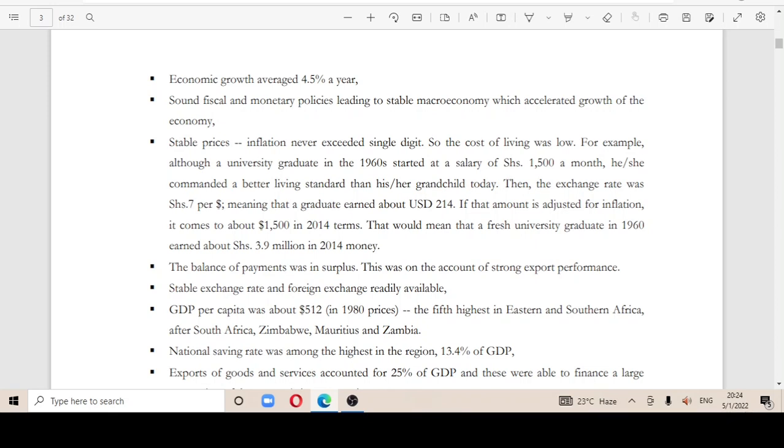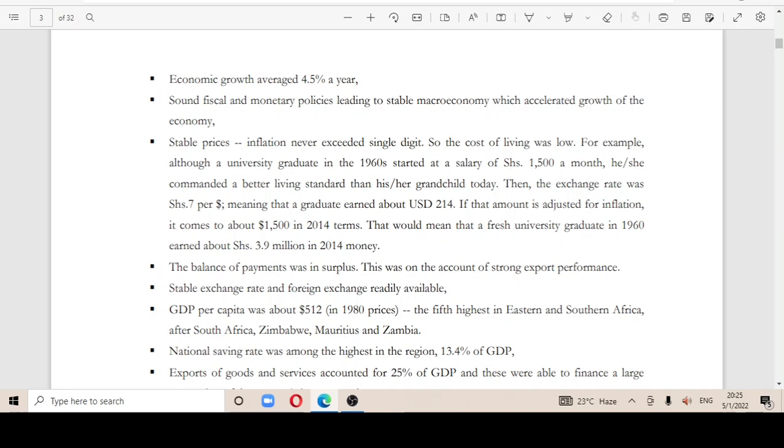Then we are having a sound fiscal and monetary policy. A sound fiscal policy deals with two aspects, that is taxes and government expenditure. For you to have a sound fiscal policy, the government will receive more taxes, that's its income, and it will incur less government expenditure, so its outflows will be less. And for monetary policy, there will be more money supply than money demand.